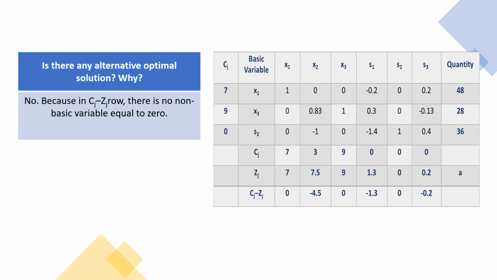Are there any alternative optimal solutions? Why? How to check? In the C minus Z row, if there is a non-basic variable equal to 0, an alternative solution exists. The non-basic variables in the example are X2, S1 and S3. So there is no alternative solution in our example because in the C minus Z row there is no non-basic variable equal to 0.